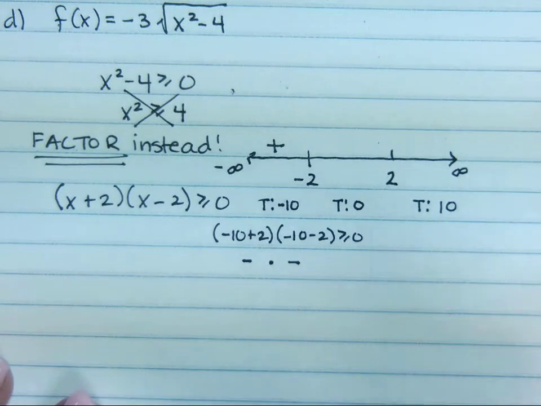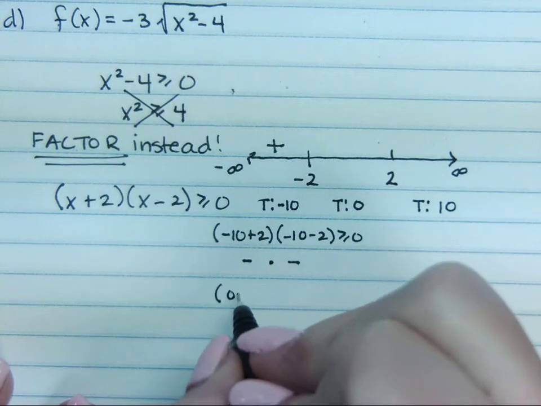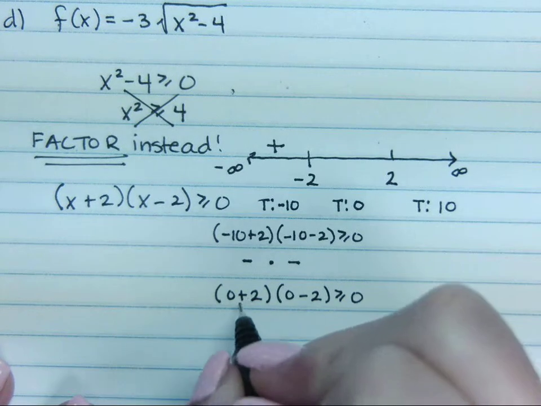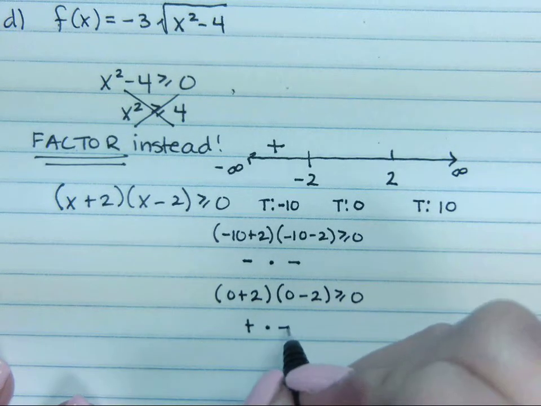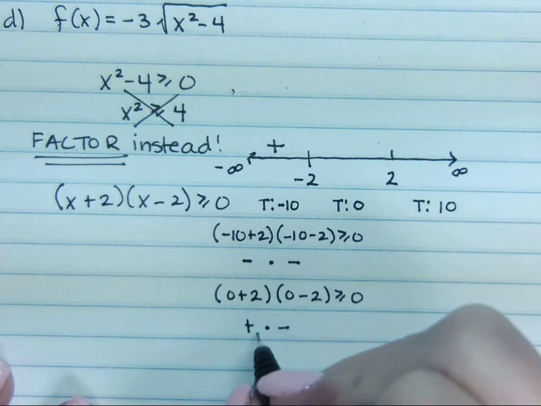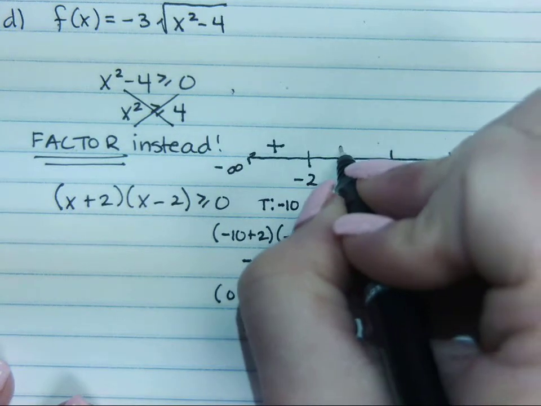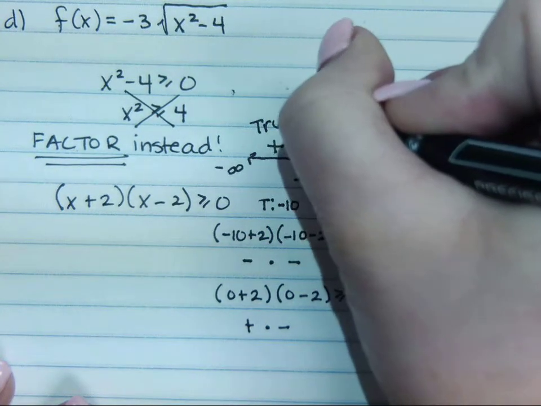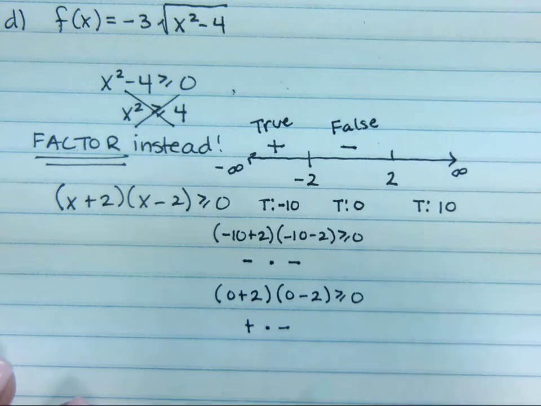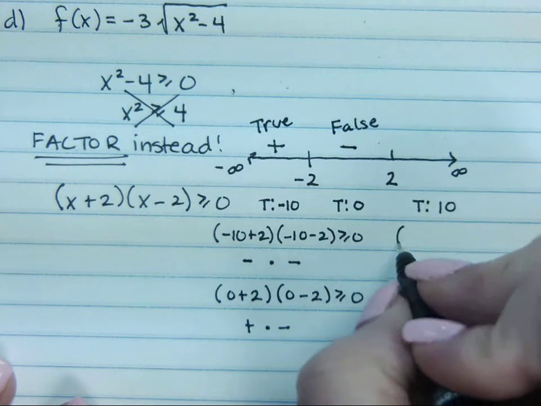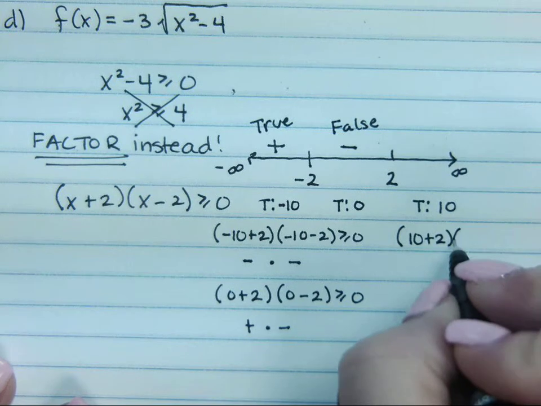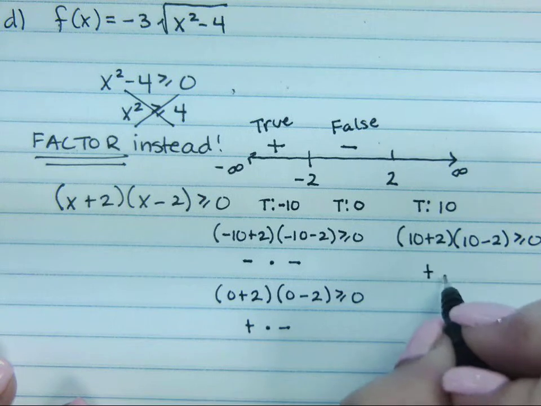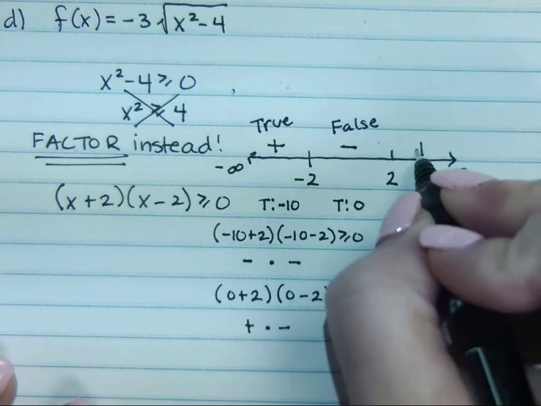Right? And then I'm going to come down here and test 0. So 0 plus 2 times 0 minus 2, and I'm testing this. Well, this is a positive times a negative, which results in a negative number, which is not greater than or equal to 0. That's going to be a problem. So here I have a true statement and a false statement. And now I'm going to check this one. So again, is positive 10 plus 2 times 10 minus 2 greater than or equal to 0? And again, I get a positive times a positive, and that's also true.